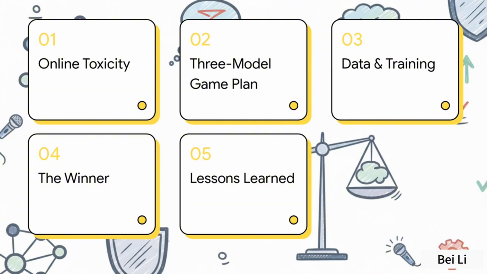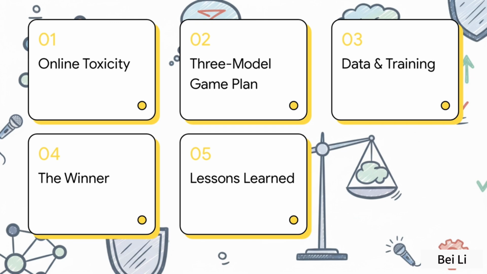So, here's how we're going to break it all down. First, I'll lay out my 3-model game plan. Then, we'll get into the weeds with the data and the training process, which is absolutely crucial. After that, we'll see which model came out on top, and I'll wrap things up by sharing the biggest lessons I learned along the way.